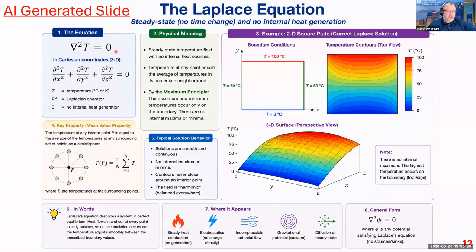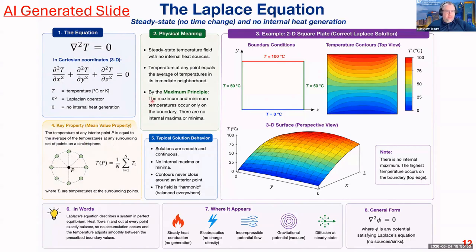So right here's the equation that we saw before. Right here it is in the conservation of chalk version. Here it is in the Cartesian coordinate version. Steady state temperature field has no internal heat sources. Temperature at any point equals the average of the temperatures in its immediate neighborhood. That is represented additionally over here.